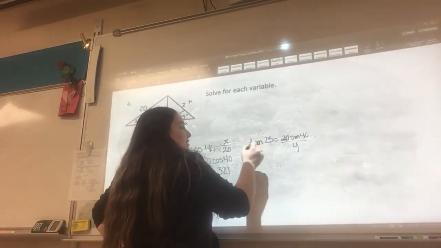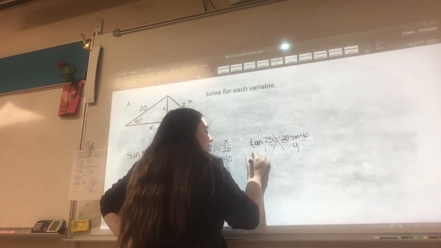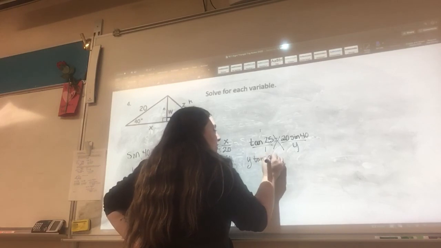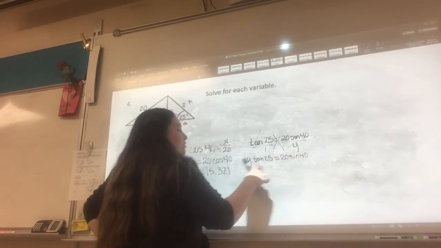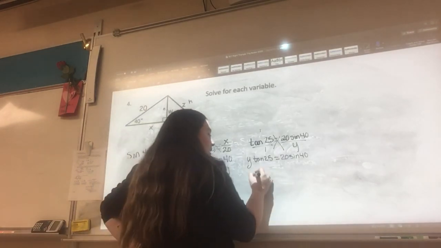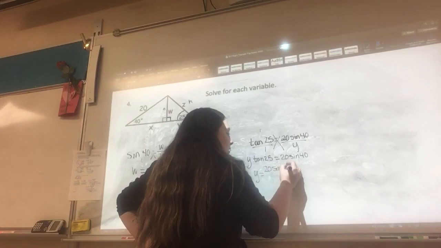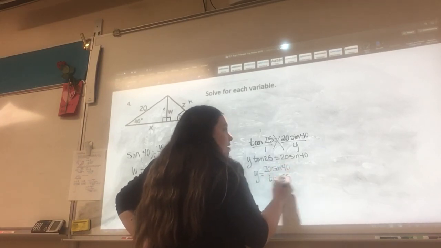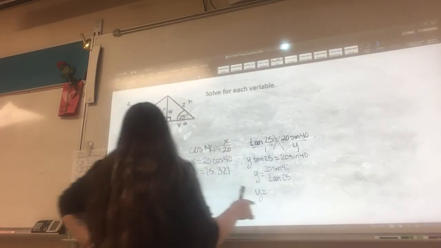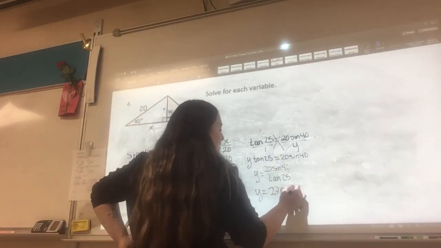Now that we've done that, this is again still a proportion, so you're going to cross multiply. You're going to get y tangent of 25 equal to 20 sine of 40, and then you're just going to divide by tangent of 25. So y equals 20 sine of 40 divided by tangent of 25, so y equals 27.569.